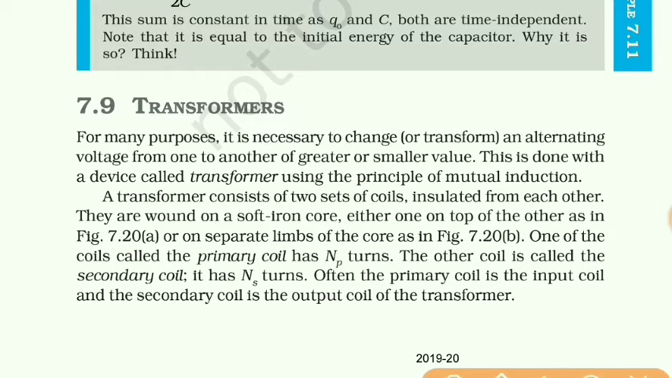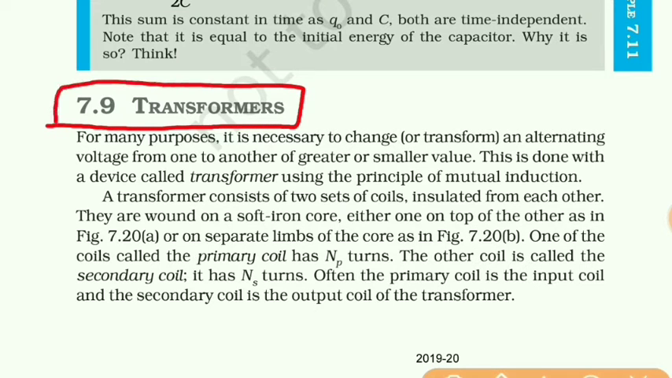Now this is the last topic of chapter number 7, transformers. Students, sometimes it is required to convert higher voltage to lower voltage or from lower voltage to higher voltage in an AC circuit. So for this purpose transformers are used.